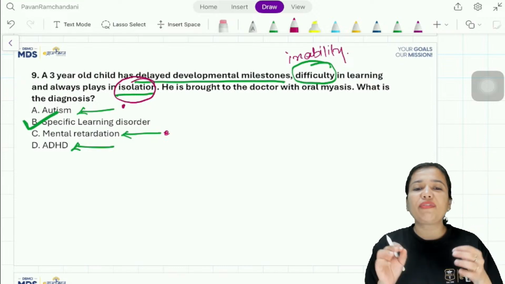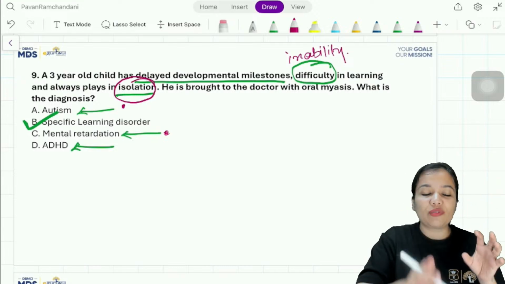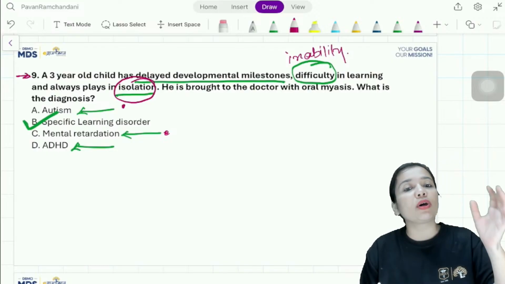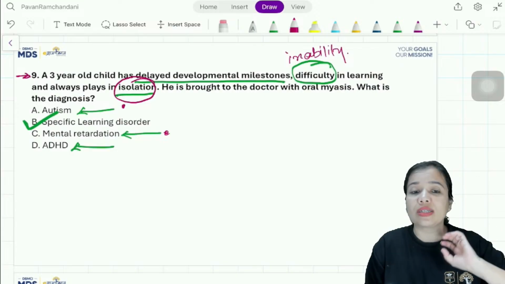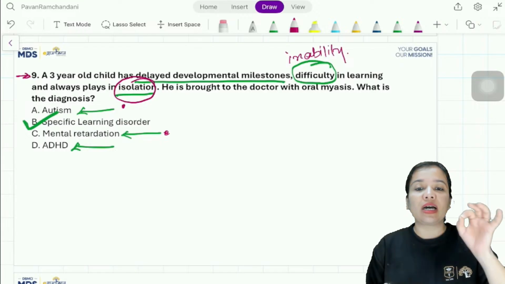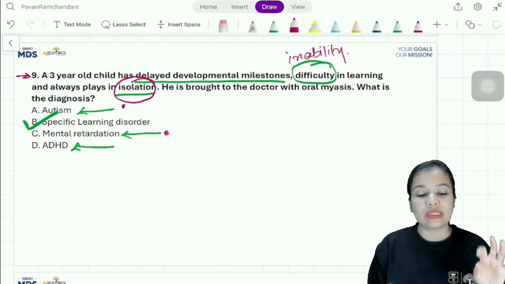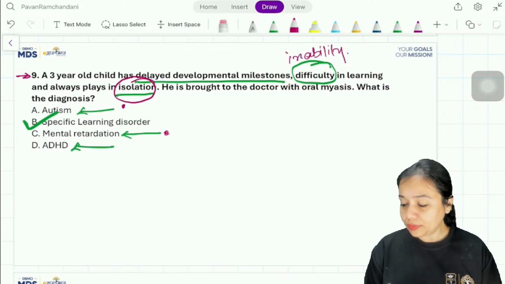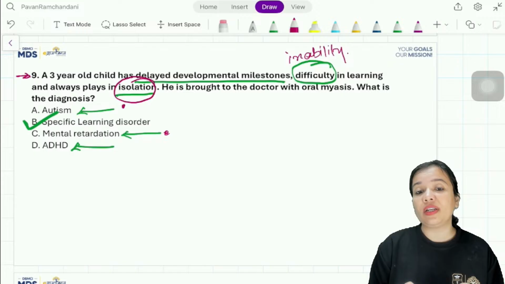So these are very small differences. I am always very skeptical about this particular question. This PYQ has come up a lot of times. A lot of you ask questions about this, and they are all very similar, but the best answer out of all the 4 options is specific learning disorders. So what are specific learning disorders?